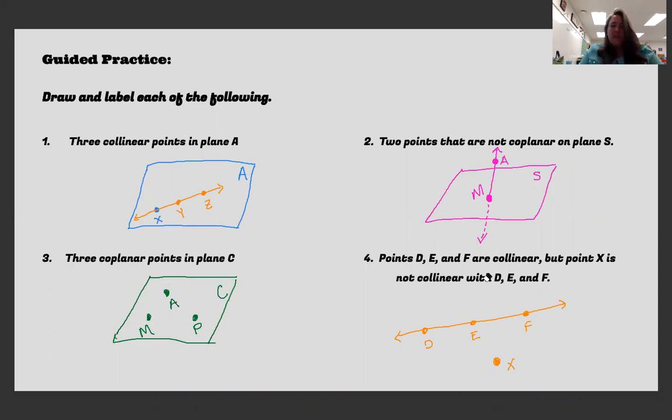Then the last one says points D, E, and F are collinear, but point X is not collinear with D, E, and F. So I have a line. My line includes the points D, E, and F, and point X is off here in the middle of nowhere.